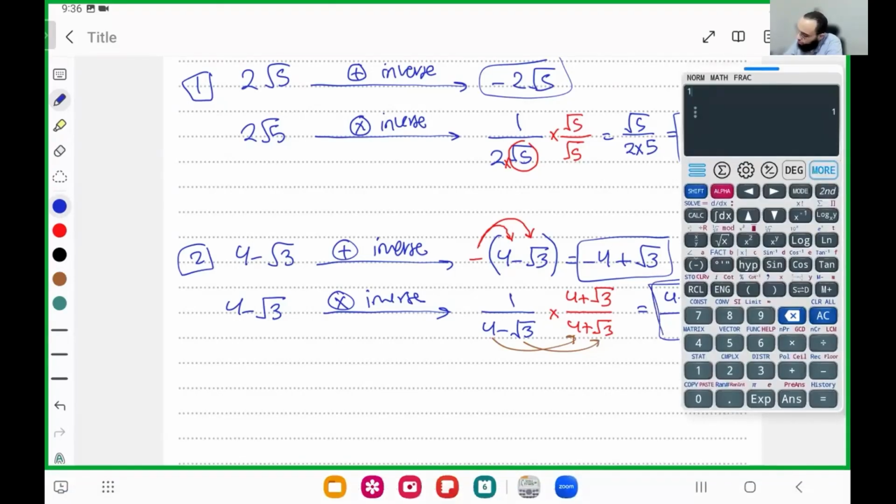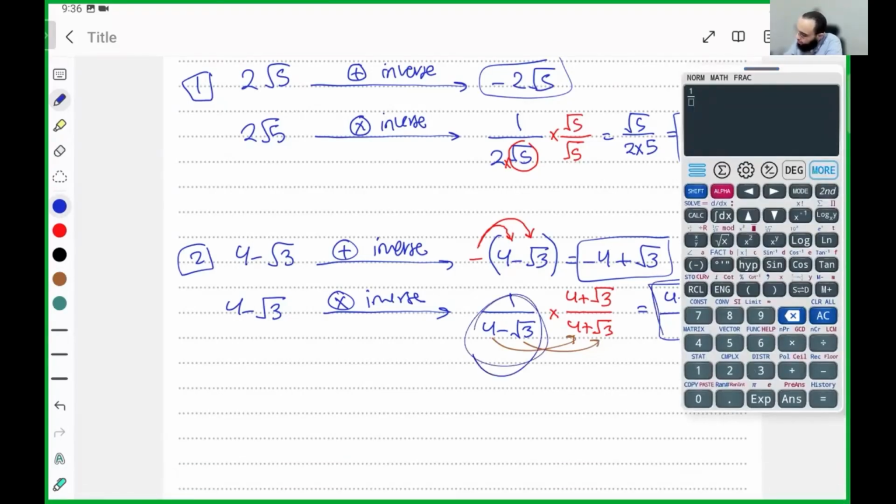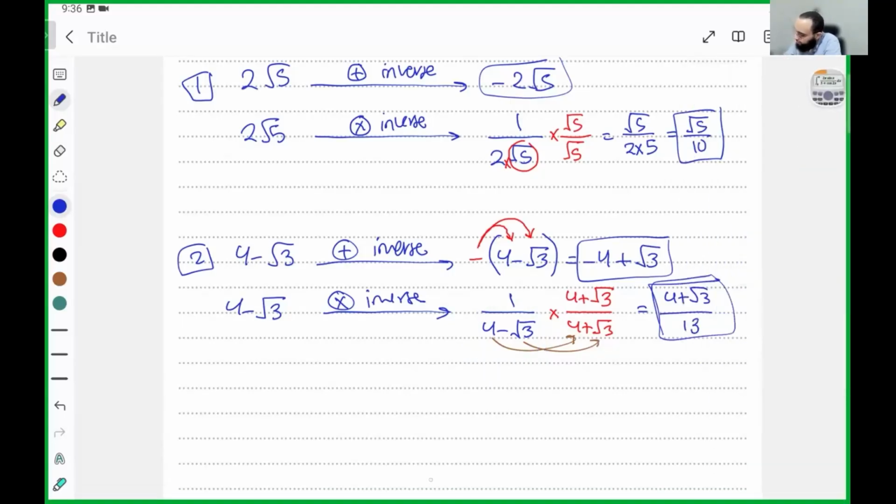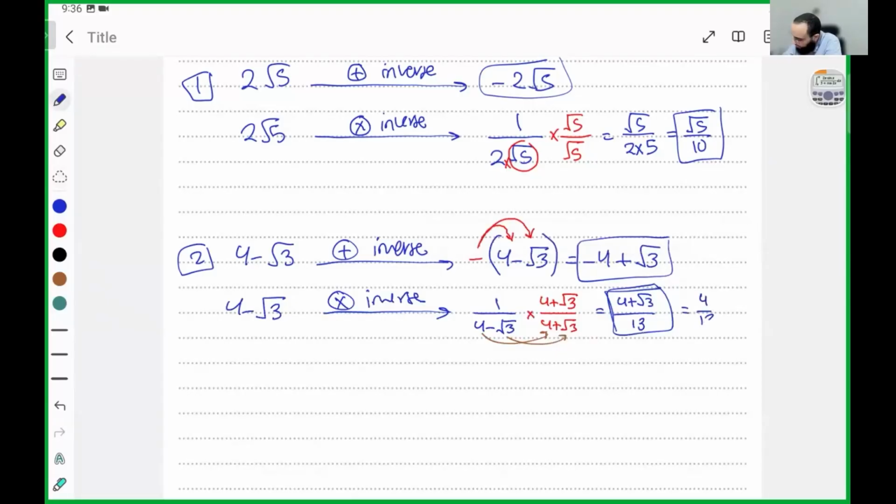Let's check. 1 over this one. 1 over 4 minus root 3. Yep, it's correct. You know, we can write it like that: 4 over 13 plus root 3 over 13. Also is correct. I distributed the denominator among the two numbers. You know? Yes, I understand.